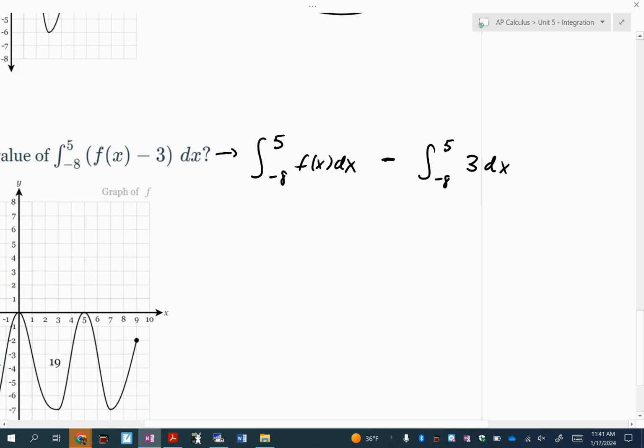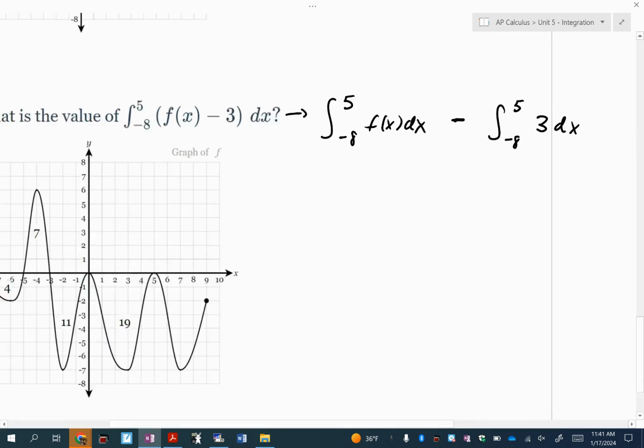So do you see how I split it into 2 integrals? Now, if this would have said f of x plus 3 in parentheses, I would have used addition. All right, so just make sure you have the correct symbol there. You could have also written addition, but then this would need to be a -3 in that integral. Okay, your choice. Everybody okay?